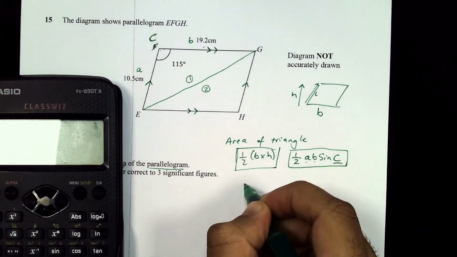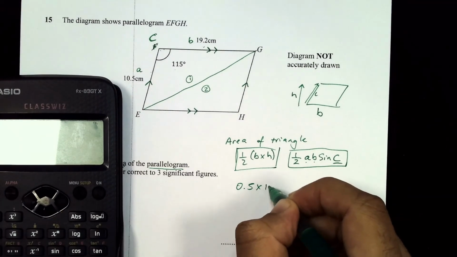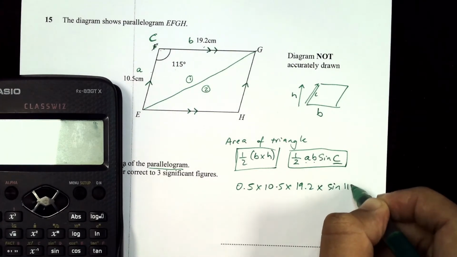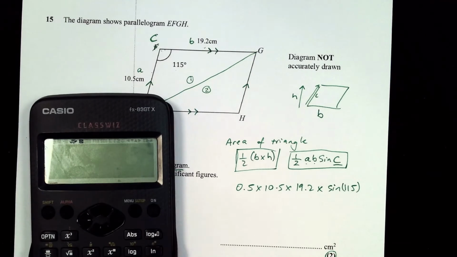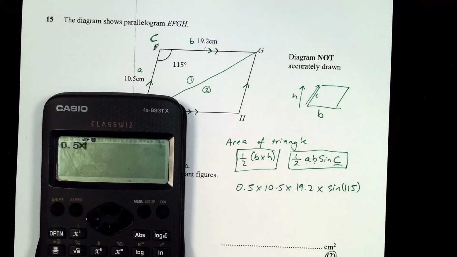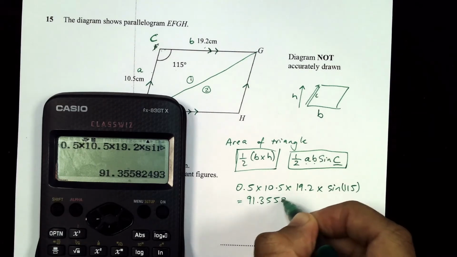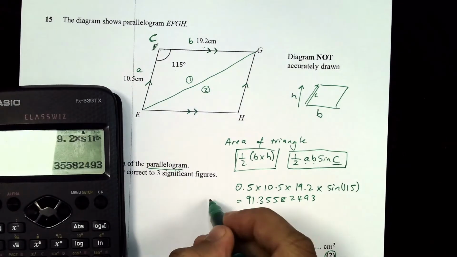So in my calculator it will be something along the lines of 0.5 times 10.5 times 19.2 times sine 115. The reason I've written 0.5 is because that's what a half is as a decimal. So here I go, 0.5 times 10.5 times 19.2 times sine 115. And that's given me an answer of 91.35582493. So that is the area of triangle number 1.